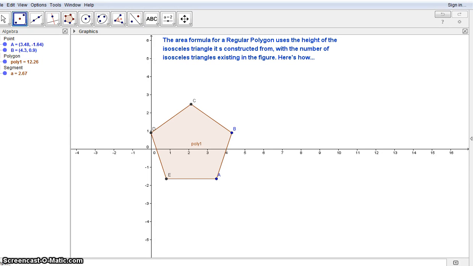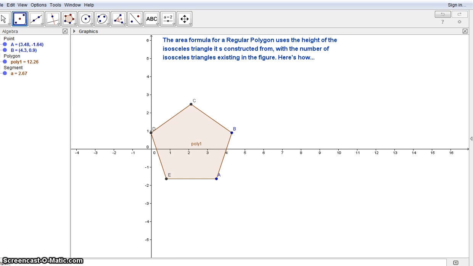We're going to take a look at the area formula for regular polygons and how they're related to the array notion of multiplication, and how we can relate them back to a triangle and rigid transformations, in this case, reflection. We're going to start with the pentagon.